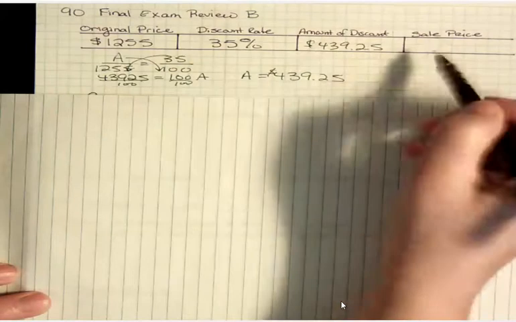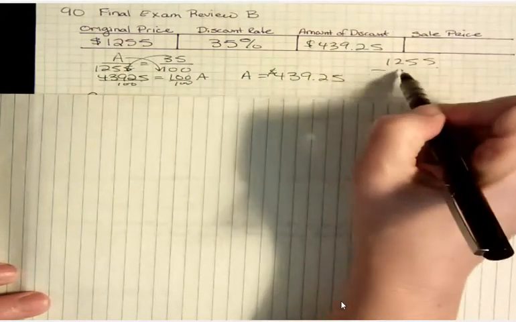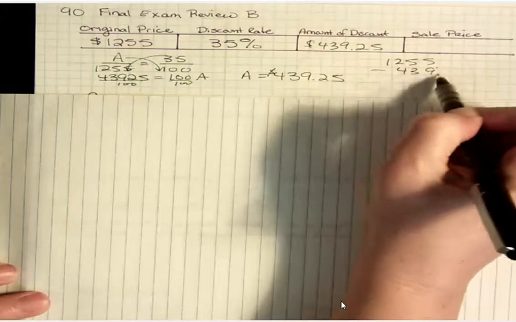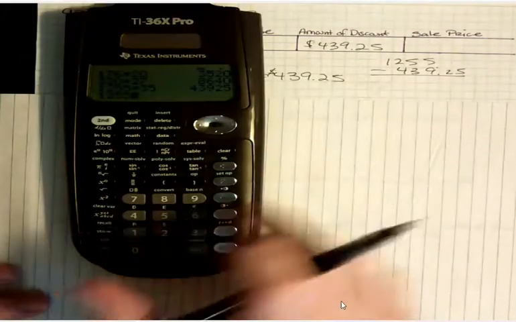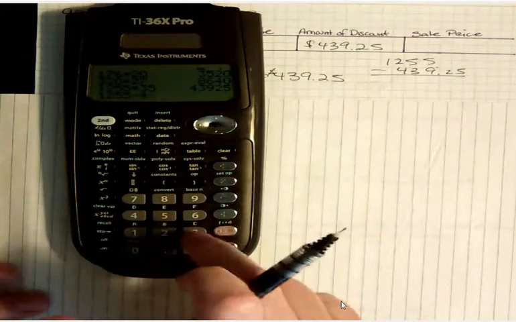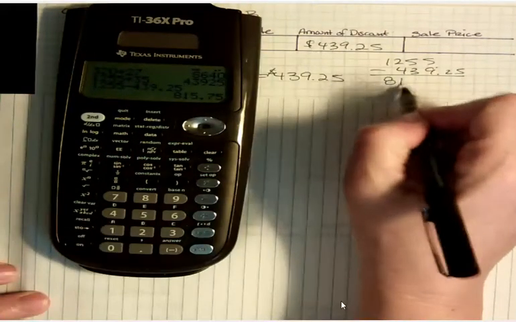Now the sale price would be the original cost minus the discount, right? So I would subtract that to get the sale price, which is $815.75.